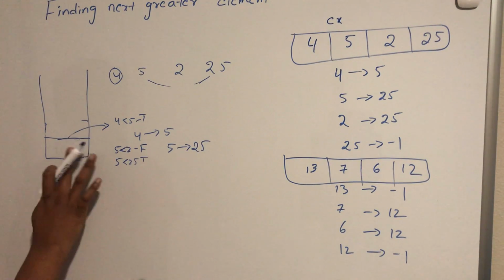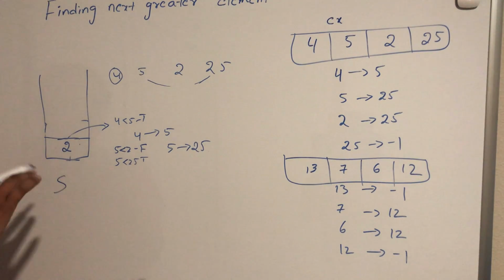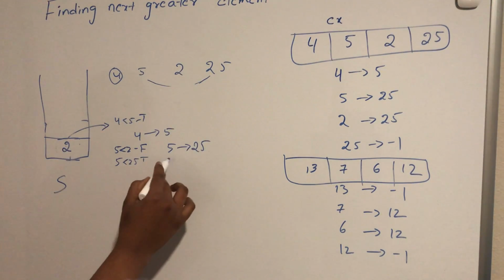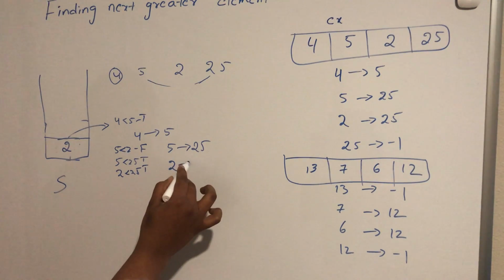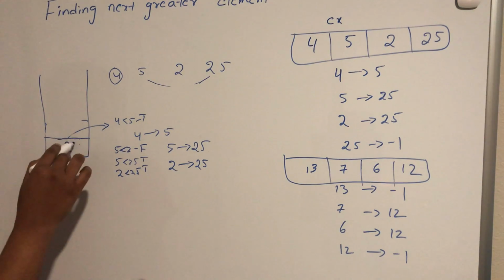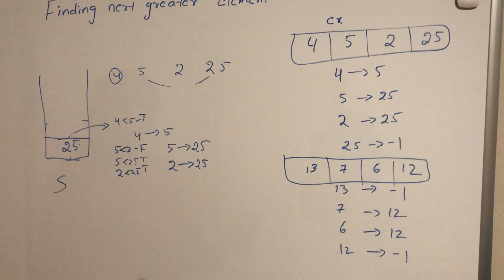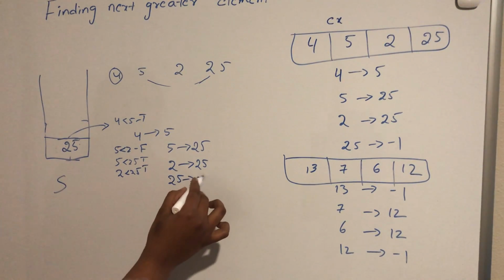Then we push 2 into the stack. The next element after 2 is 25. 2 is less than 25, true. So the next greater element of 2 is 25. Finally we push 25 into the stack, and there is no other element after 25. So for the last element in the array, the next greater element is -1. So for 25 it is -1.